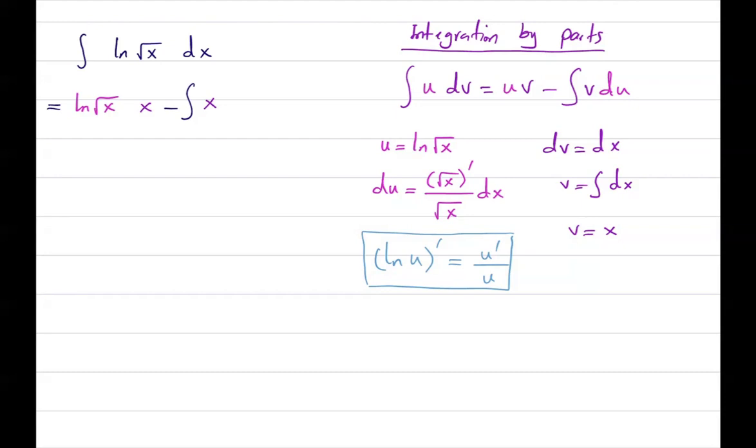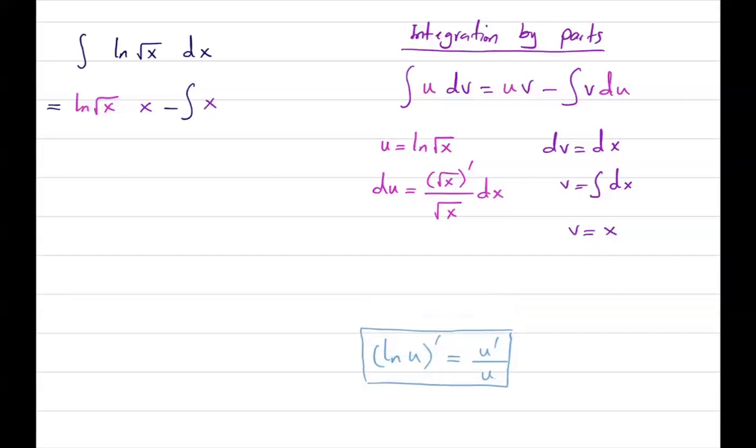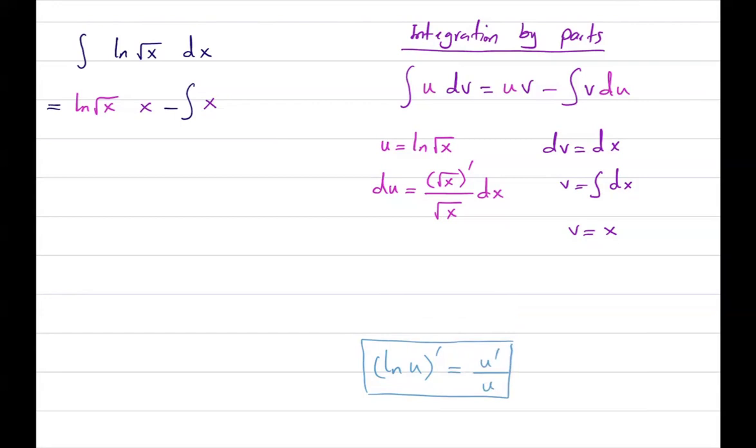Let us simplify this first before we plug that into the integration by parts formula. So du can be written as the derivative of the square root of x, which is 1 divided by 2 times square root of x, and the denominator is just square root of x, dx. So du is equal to 1 divided by 2x dx. Very well. So my du is 1 divided by 2x dx.